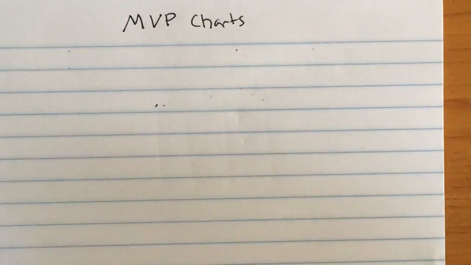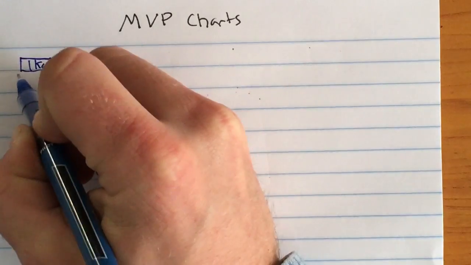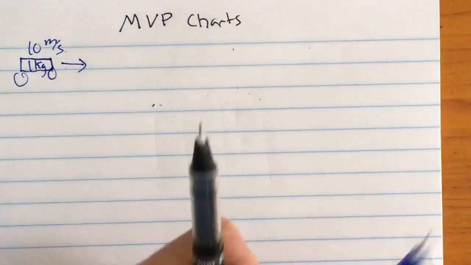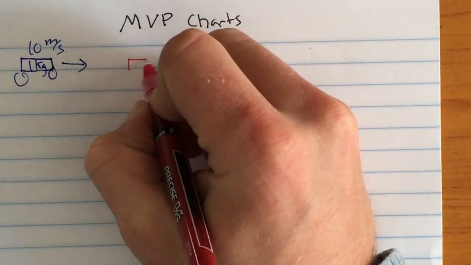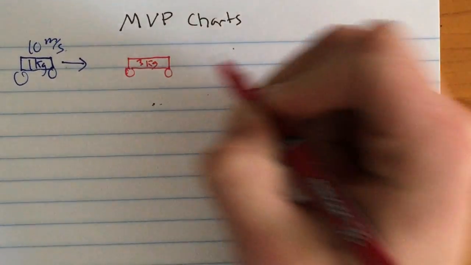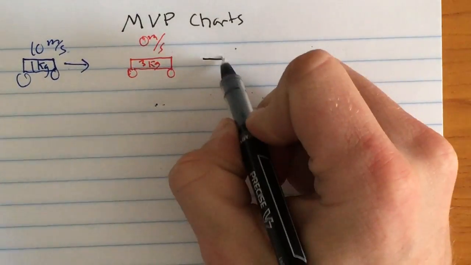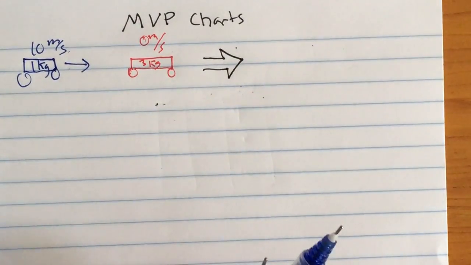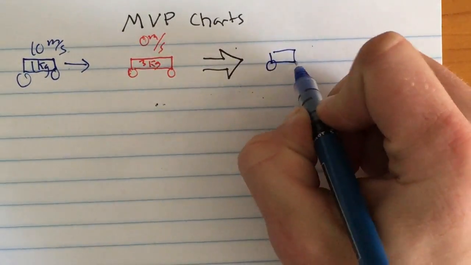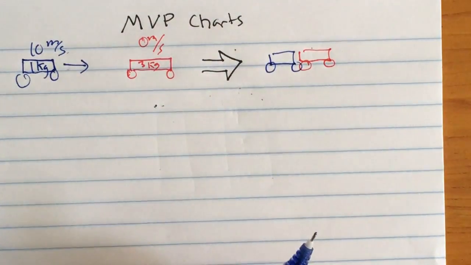So imagine that you have a blue car that is 1 kilogram, traveling at 10 meters per second, and it slams into a red car that is 3 kilograms. And this thing is still. This is just like in the demonstration that we did with those little carts. And after the collision, it's a perfectly inelastic collision. So these guys are stuck together after the collision.